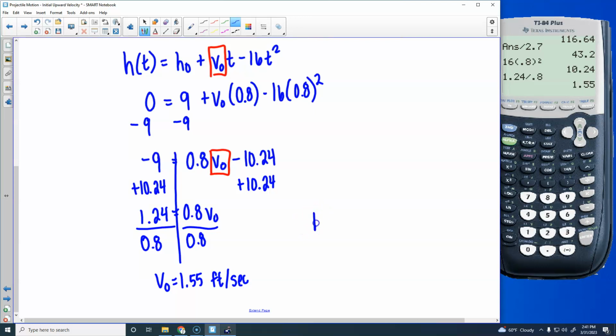So you're going to have h of t equals 9 plus 1.55 t minus 16 t squared. You still need the t in the equation because 0.8 is not always the time. It's just the time when it hits the ground. We needed this to be the time for any time because we need to find the maximum height, which is not going to be when it hits the ground.